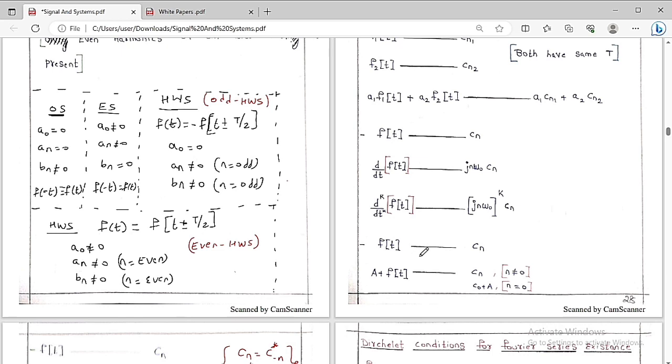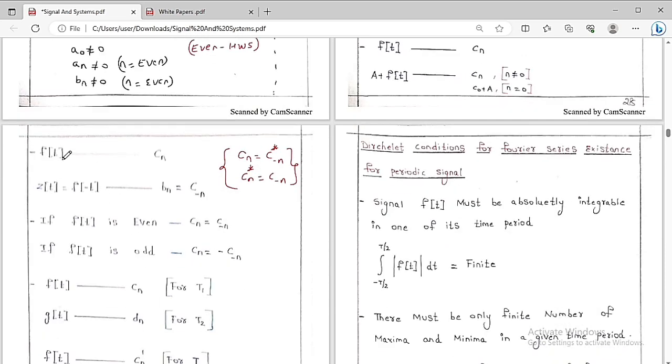For f of t, if the Fourier coefficient is Cn, then a plus f of t means you are adding a DC value to f of t, so the signal is going to shift either upward or downward based on the value of a. The Fourier coefficients will never change, only the DC value is going to change for this new signal. So it is Cn for n not equal to 0, and a plus c0 for n equal to 0. Only the DC term is going to change, but the remaining Fourier coefficients will remain as they are.